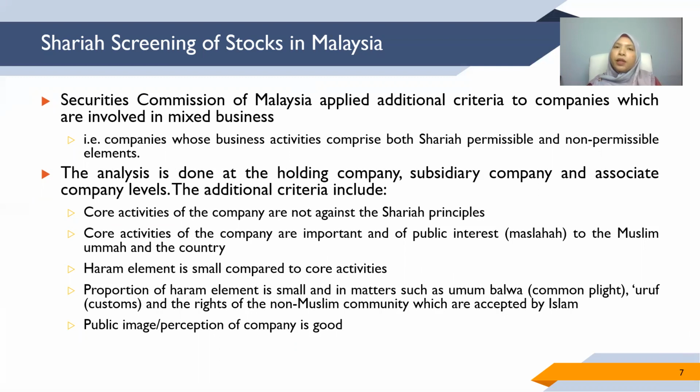For example, the subsidiary of the company is providing non-Shariah compliant activities, so the subsidiary is contributing a very small amount of Shariah non-permissible activities. And the proportion of the haram element is small. Matters such as umum balwa, which we cannot avoid, uruf, custom, and the rights of the non-Muslim community, which are accepted by Islam. SSC also puts in an element where the public image perception of the company is good. Later on we will see how it is done.